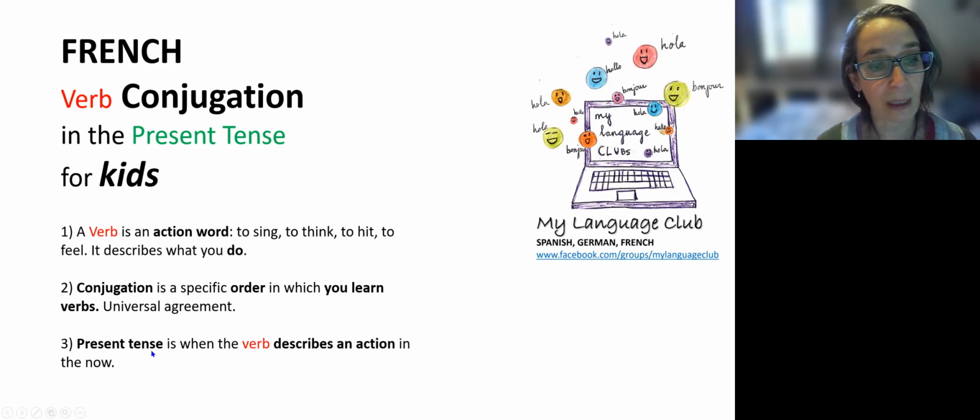And then thirdly, what is the present tense? The present tense is when the verb describes an action in the now. This is exactly what the present tense is, and this is the tense we are going to focus on.